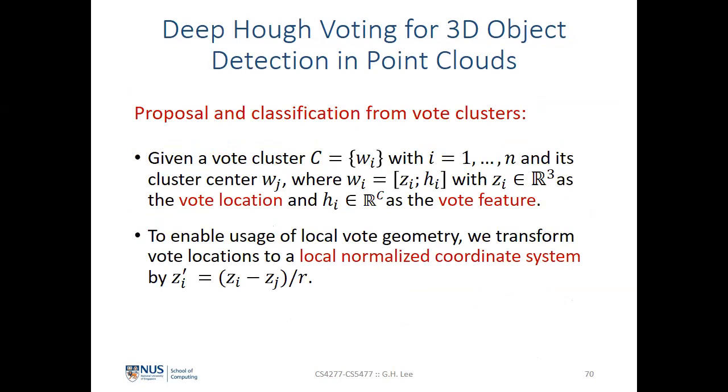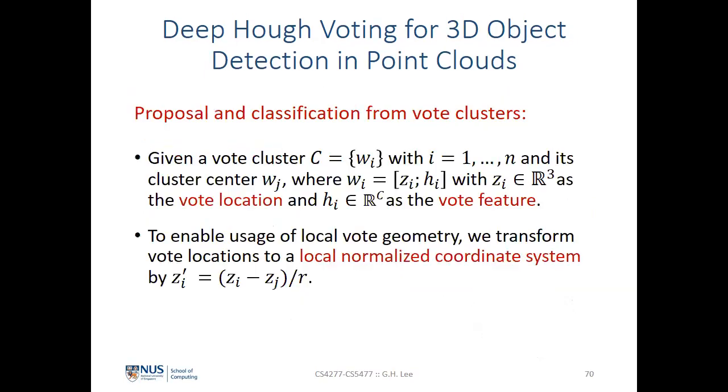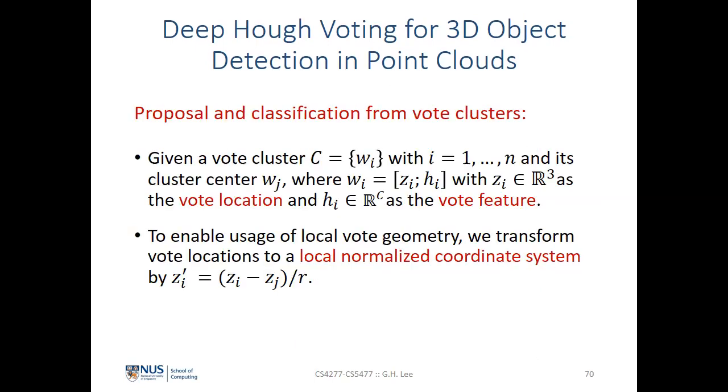Then this will form my k clusters. That means I have k number of clusters now, and in each cluster there will be all the votes inside. Suppose I'm looking at one cluster, where all the votes inside I'm going to call W, with i equals 1 to n, where W is the vote center, the spatial location, and the vote feature. I'm going to center it with respect to the centroid. Inside the cluster I have all the spatial locations, so I can compute the centroid, which I'm going to call Zj. Then I can centralize it and divide by the radius, because I'm selecting based on the radius here. I will take it as Z prime to make it local.